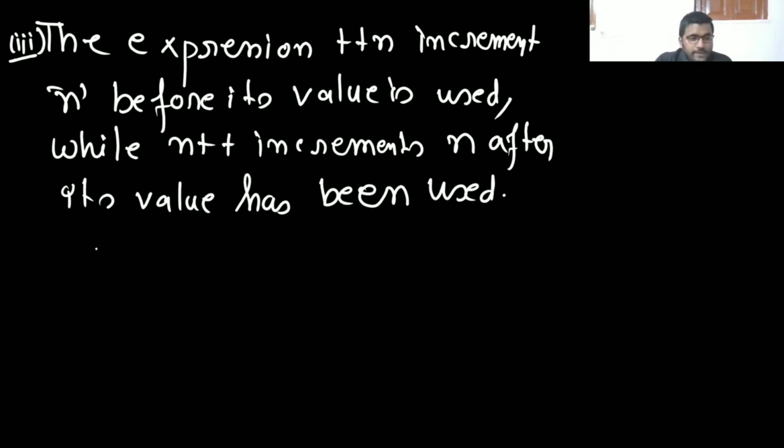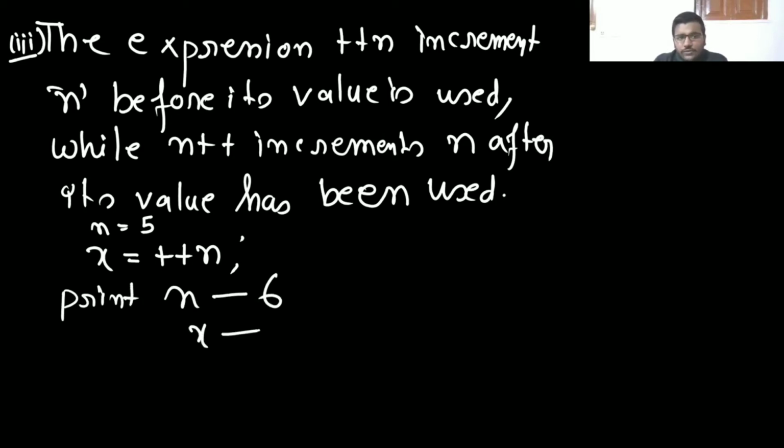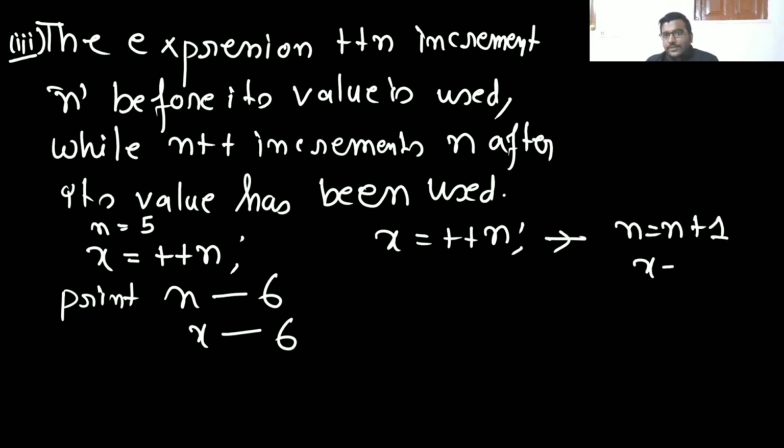For example, if I take x equal to plus plus n, and let's assume n is equal to 5, then if you print n it is going to be 6 and x is going to be 6. Because plus plus n increments n before its value is used, 5 becomes 6 first and then it is assigned. It executes as n equal to n plus 1, then x equal to n.